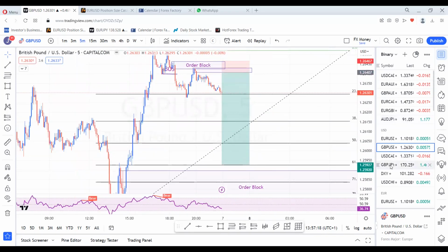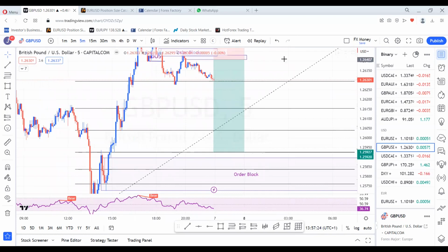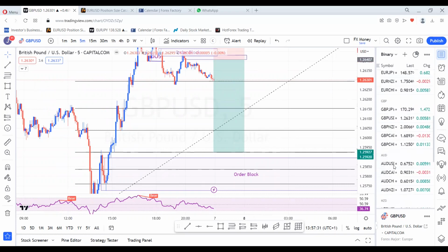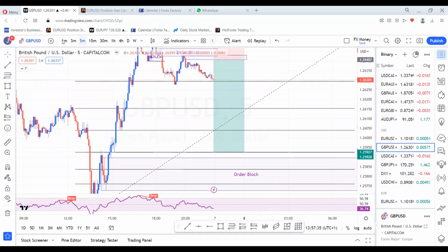So let's go to gold as well. But remember, guys, don't be greedy. It's still an uptrend. It's still an uptrend. Try to catch what you can catch and run.